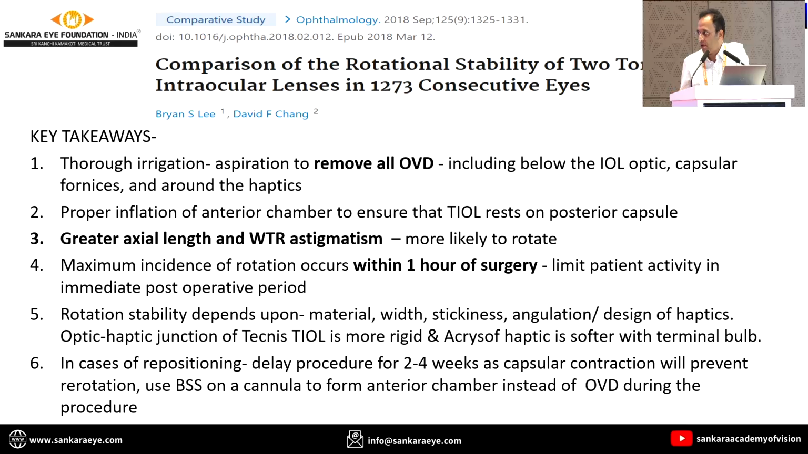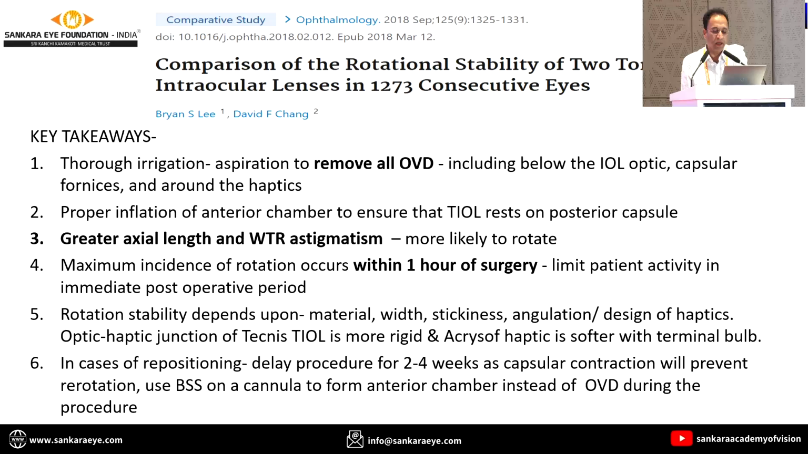I think my previous speaker told about putting an air bubble also, and that also aligns with that. Greater axial length and with-the-rule astigmatism are more likely to rotate, especially greater axial length, because the bag is larger. So nowadays I am using rings also just to prevent rotation. Maximum incidence of rotation occurs within the first hour of surgery, so what they recommend is to limit patient activity in the immediate post-operative period. Especially if you're doing topical, patch them, ask them to lie down and not move for 1 hour, because maximum rotation occurs within the first hour of surgery.